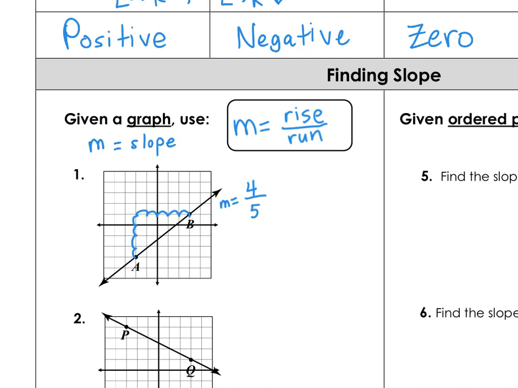My slope is 4/5. Okay, it doesn't matter which point you're starting from. You should get the same answer. Okay, so if I'm going from B to A, I'll basically get -4 over -5, which is the same as 4/5. Okay, so let's take a look at number 2.